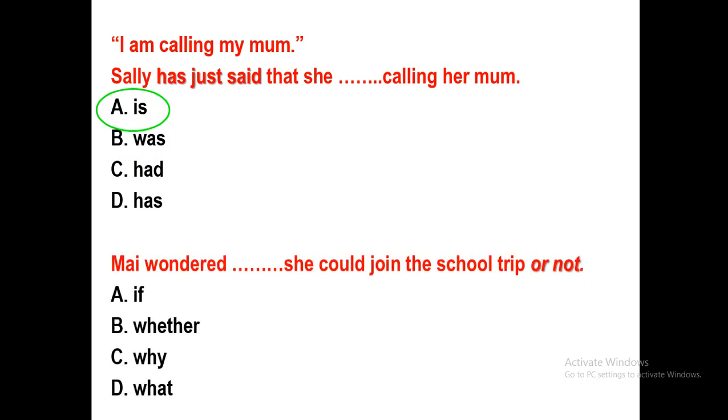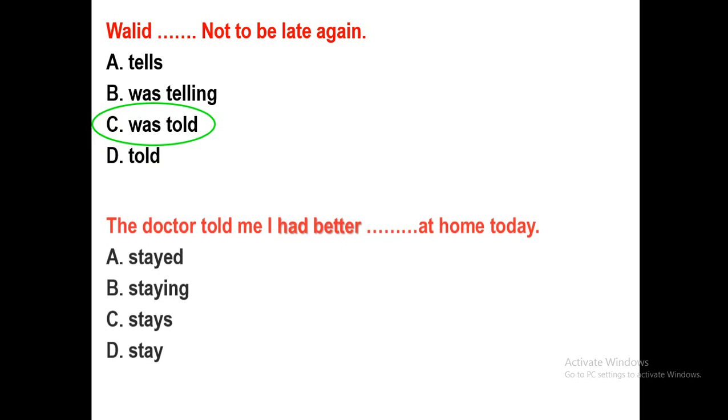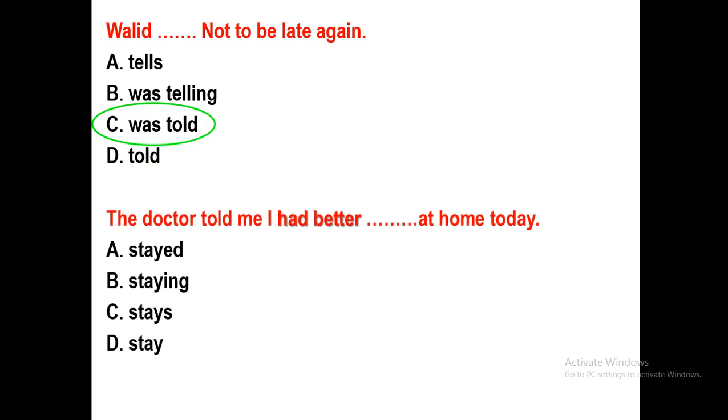Mayu wondered whether she could join the school trip or not. Once we have or not, we're going to use whether. Waleed was told not to be late again. Tells, was telling, was told, or told. Exactly, was told. The doctor told me I had better stay at home today. We said before that had better means should, so it's going to be followed by a bare infinitive.